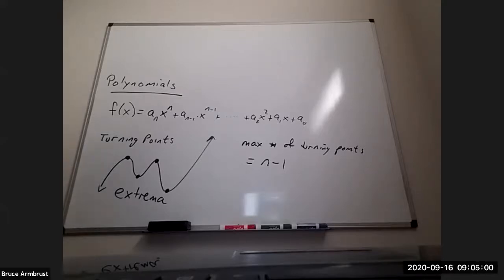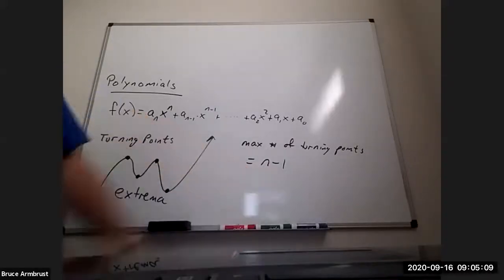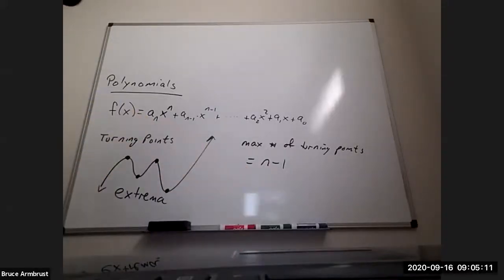Well, yeah, we know that. We know there's always a turning point for a quadratic. Think about a line. n is equal to 1, and 1 minus 1 is 0. So lines cannot have any turning points. Well, yeah, we already knew that, right? Lines never turn around.